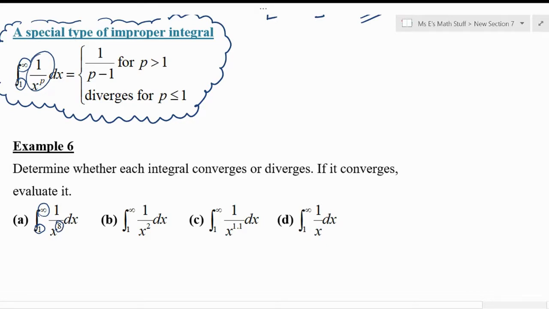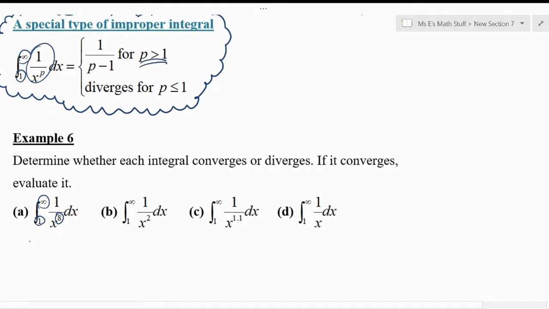So 8 is in the greater than 1 category. And so for part A, you would just follow the rule and you say this would equal 1 over 8 minus 1, aka 1/7. There we go. For part B, same thing. Pay attention to your p-value. Which side of 1 is it on? It is on the greater than 1 side, which means this would converge to 1 over 2 minus 1, also known as 1. There we go.